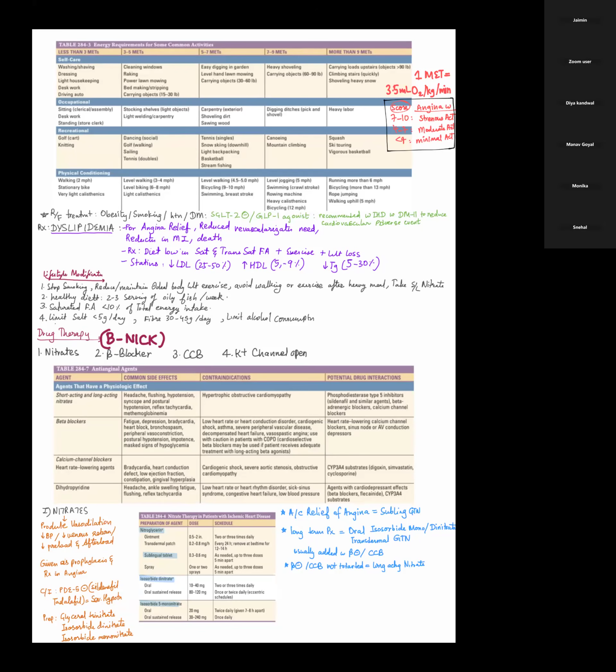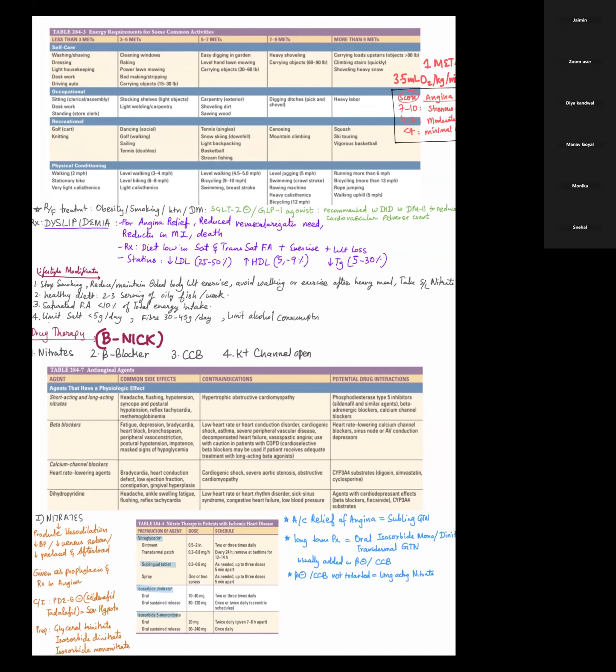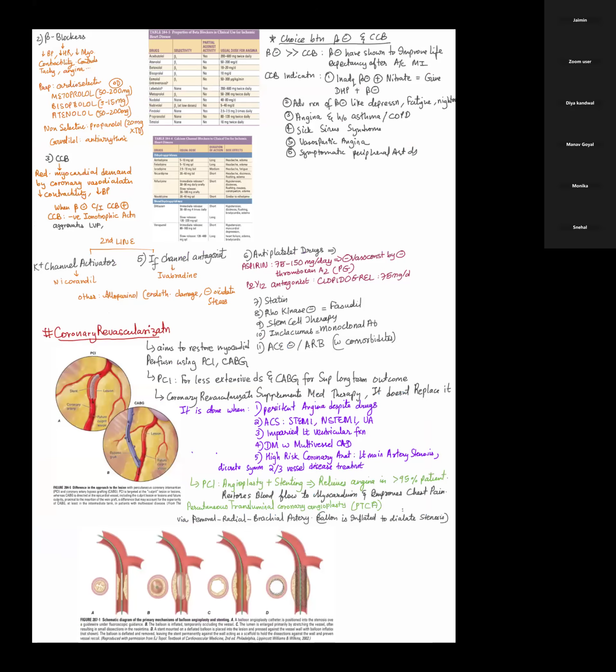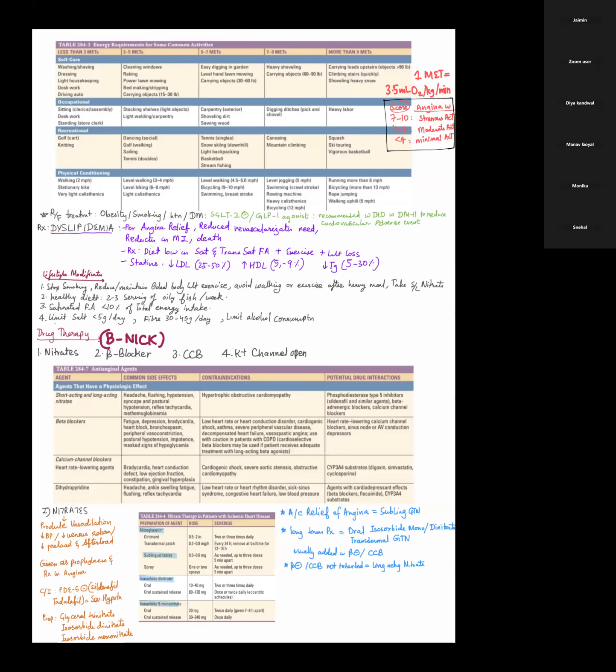Saturated fatty acids should be lowered to less than 10%, limit the salt intake to less than 5 grams per day, fiber 30 to 45 grams per day, and limit alcohol consumption. Coming to the drug therapy, it includes nitrates, beta blockers, calcium channel blockers, potassium channel openers, and other second line management like potassium channel activators, If channel antagonist, antiplatelet drugs, statins, rho kinase inhibitors, and ACE inhibitors and ARBs when the comorbidities are present.